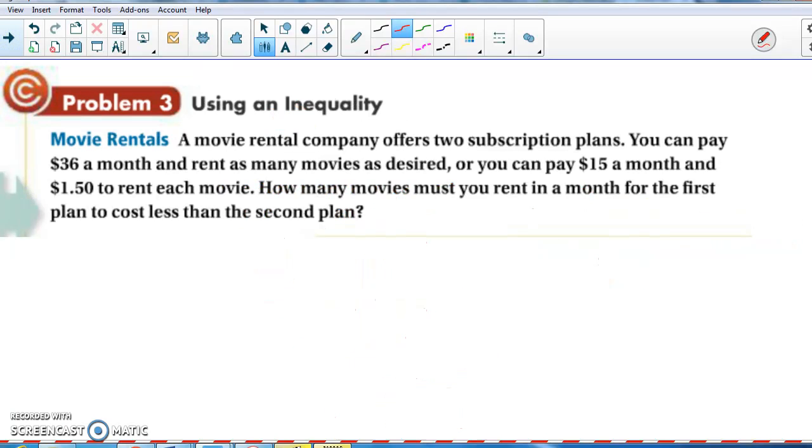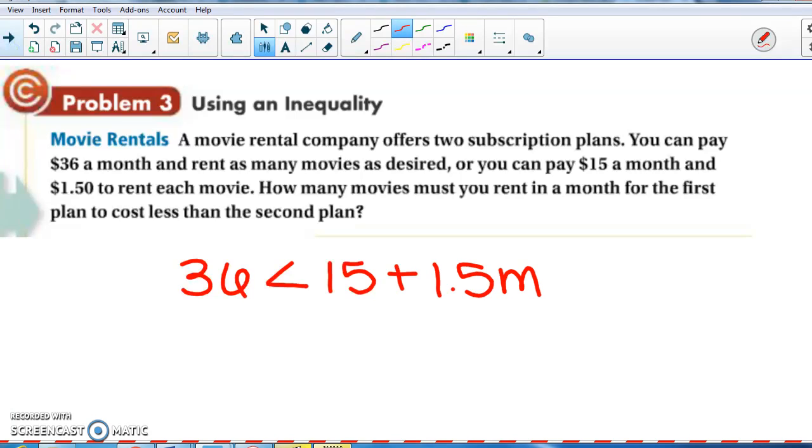Using an inequality, a movie rental company offers 2 subscription plans. You can pay $36 a month and rent as many movies as desired, or you can pay $15 a month and $1.50 to rent each movie. How many movies must you rent in a month for the first plan to cost less than the second plan? So, $36 a month, rent as many movies as you want, you want this to be less than $15 per month plus $1.50 for each movie you rent. So we want to know how many movies we need to rent in order for the first plan to be cheaper. So we're going to solve the inequality.